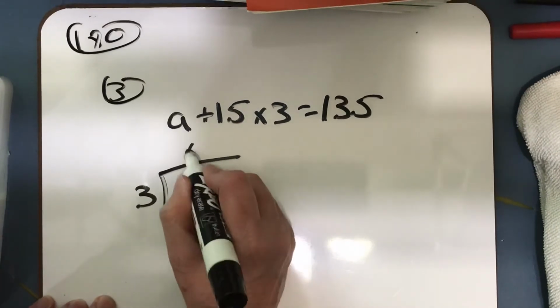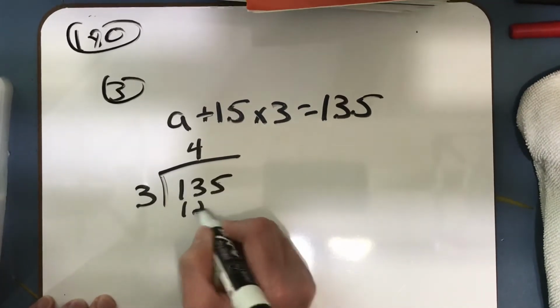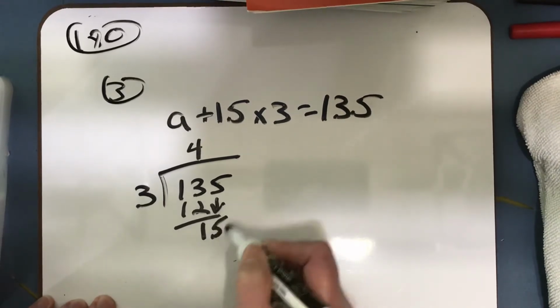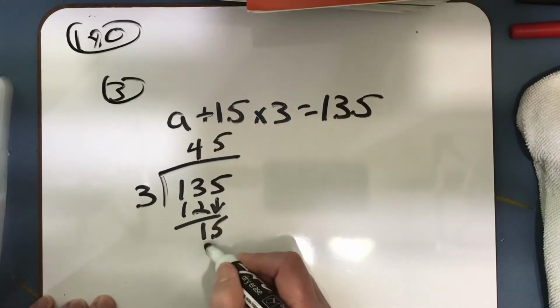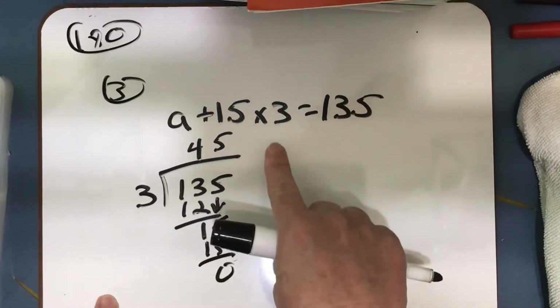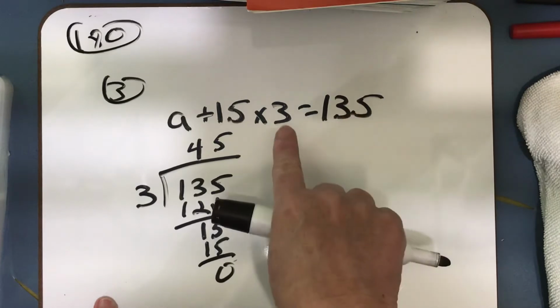3 goes into 13 4 times. 4 times 3 is 12. Subtract, and then bring down the 5. 3 goes into 15 5 times. And 3 times 5 is 15. So I get 45. Okay, so that's 135 divided by 3.